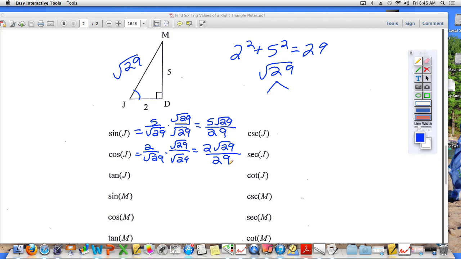Tangent of j. Tangent means sine divided by cosine. So go back to the original problems here, you guys. If the tangent value is the sine divided by the cosine, take the original values, 5 over the square root of 29 and 2 over the square root of 29. So we have 5 divided by the square root of 29, divided by 2 over the square root of 29. The denominators cancel out. What are you left with? 5 over 2.